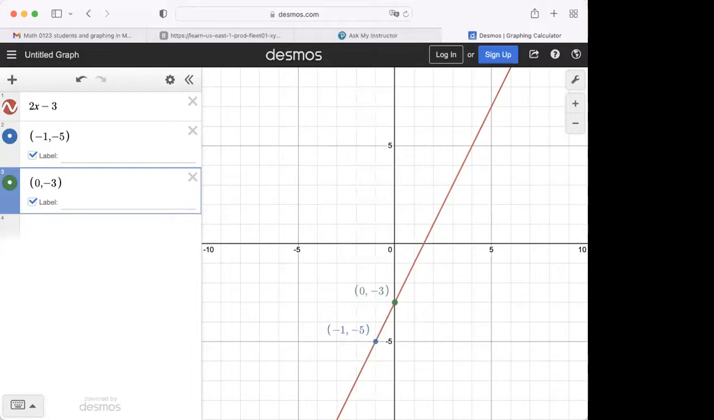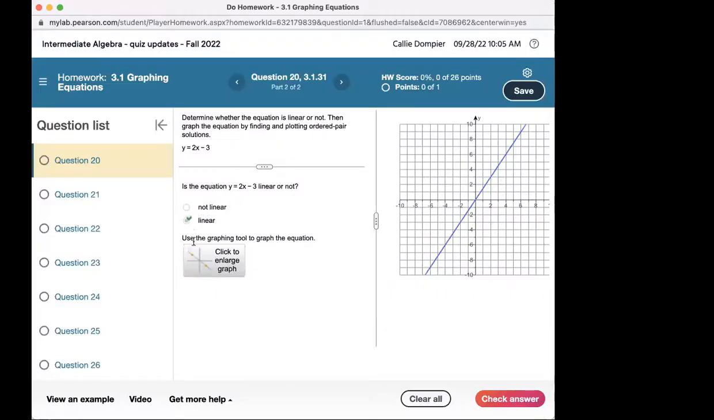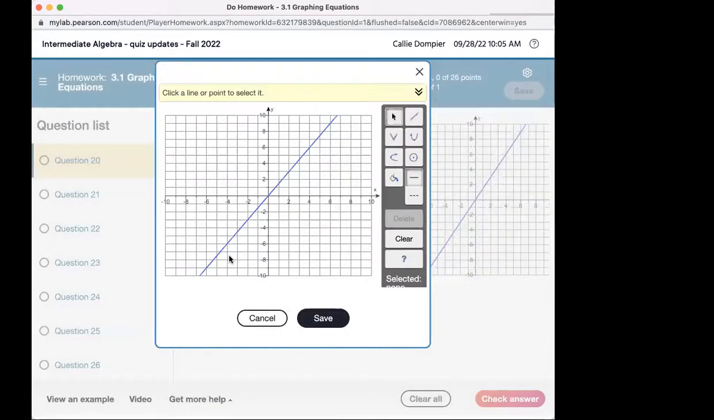Then you're going to go back to your homework. We said it's linear, and then we're going to use the graphing tool to graph the equation. When you're just plotting points, you can enlarge the graph or not. It does help. I mean, I have old eyes, so it might just be me. It does help to enlarge the graph. I think I now have to share that tiny little window, yeah? Do you guys see the window within the window? Can you see the graph as I enlarged it? Okay, good. Thank you.